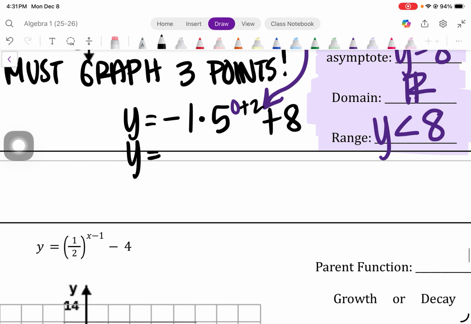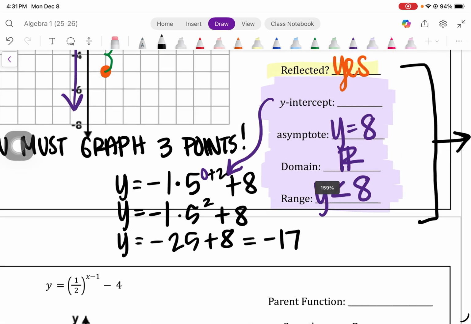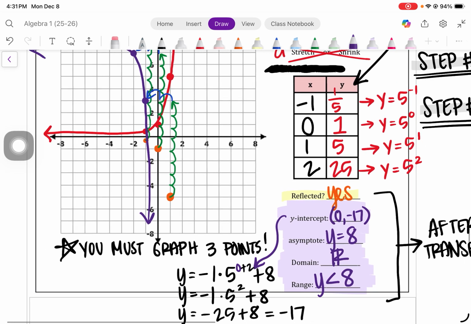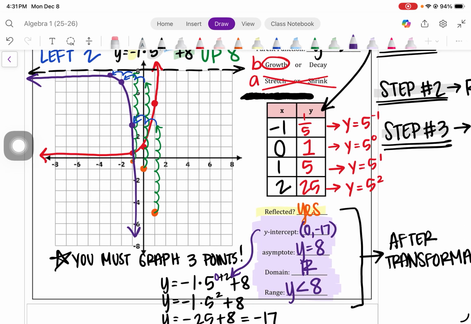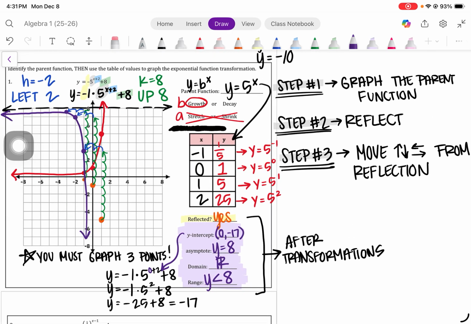y equals, and we're going to do this pretty quickly, -1 times 5 squared plus 8. 5 squared is 25 times -1 is -25 plus 8. So my y is -17. So my y-intercept is (0, -17). So when I go back to my graph, it makes sense that I don't cross the y-axis when I draw that line through that graph. So a pretty heavy question, but it covers all of our bases when we are graphing our functions.